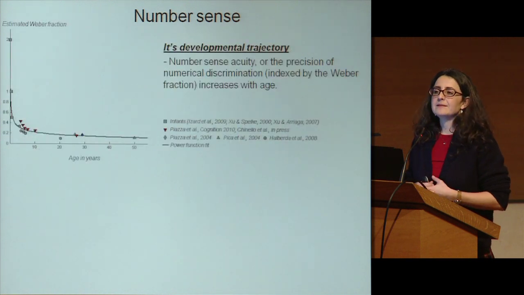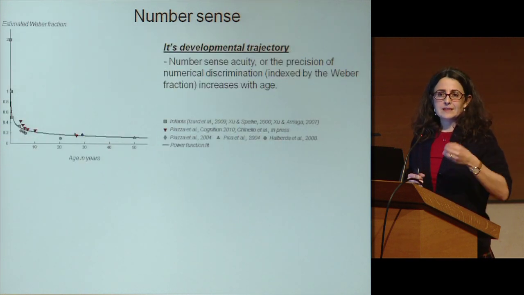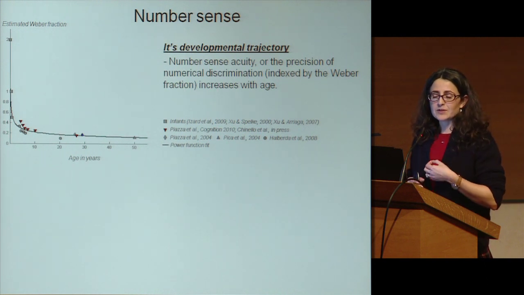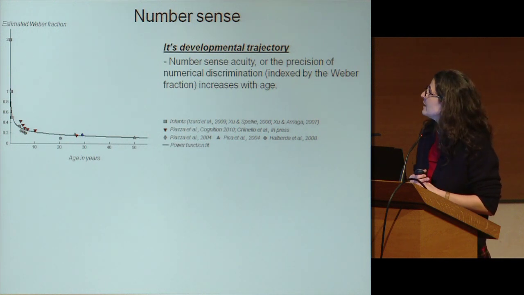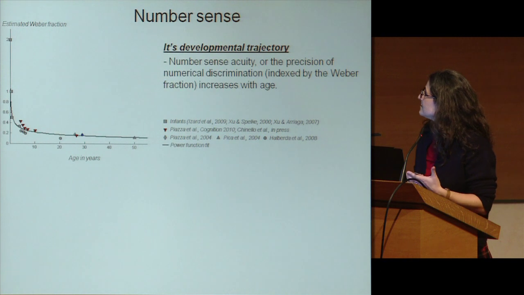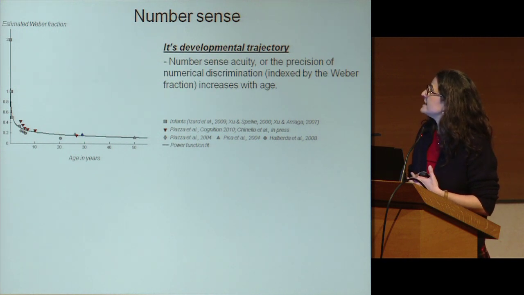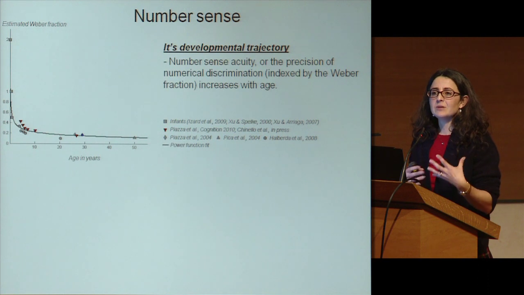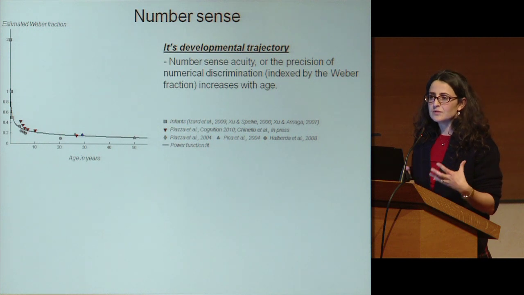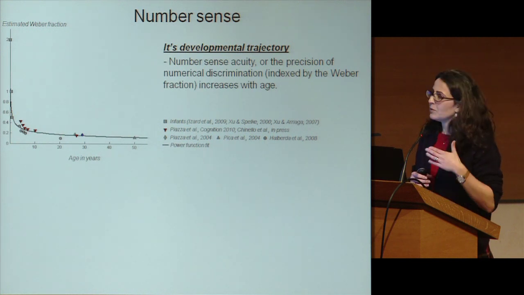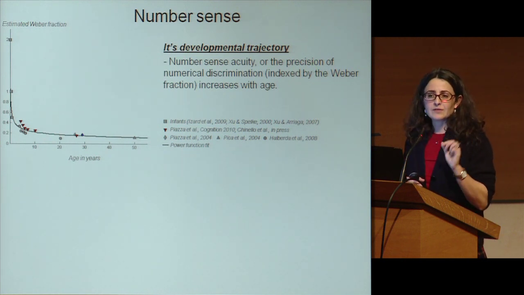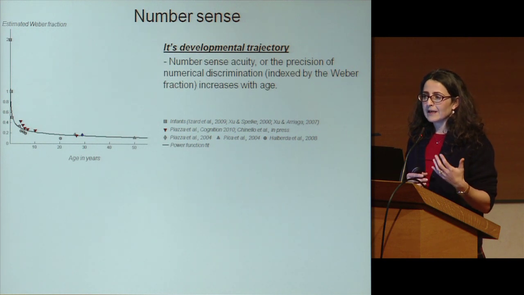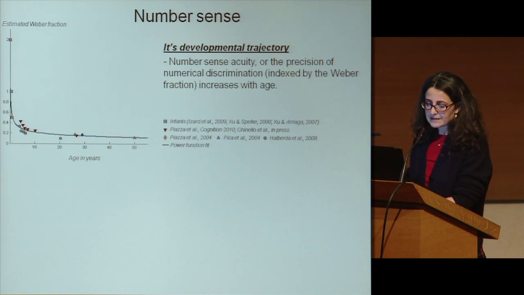We have also described that this system, even though it is internally imprecise for every person, actually changes across life. It has a developmental trajectory which has been described. Number sense acuity, indexed by this Weber fraction value, improves with age. We become better and better at discriminating between quantities of different sets. Babies are only sensitive to a numerical ratio of 1 to 3, and we have heard about that. And then when we get to adulthood, we are sensitive to very, very small numerical differences across sets, ratios of about 8 to 9 or 7 to 8.